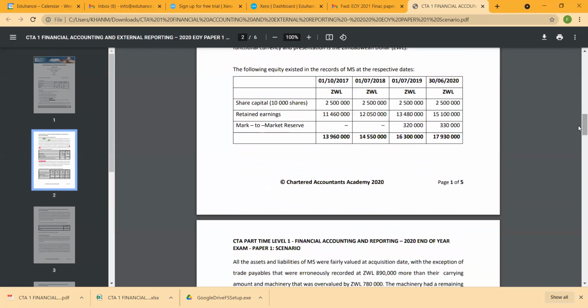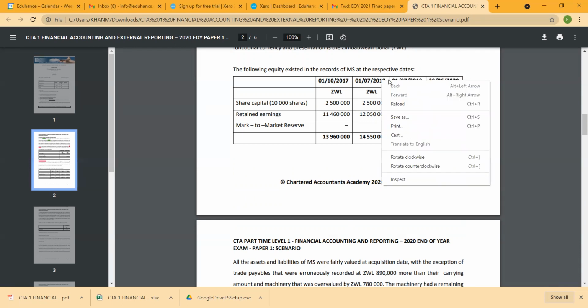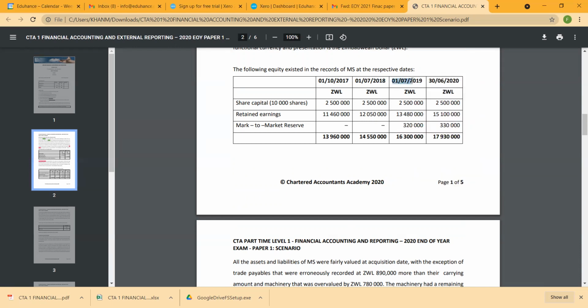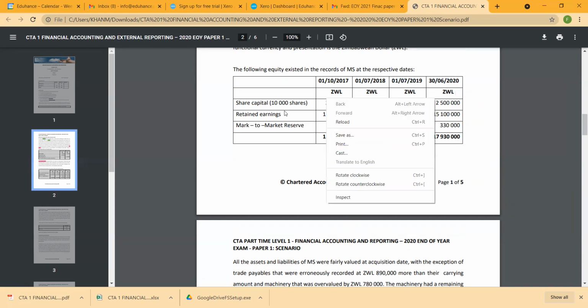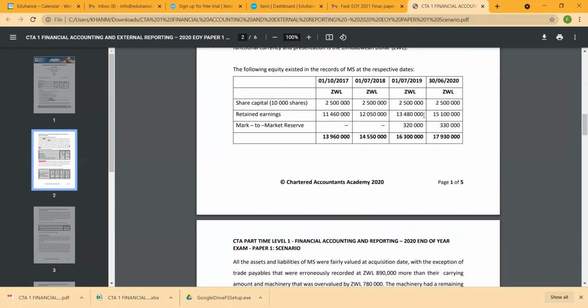So they say the following equity is in the records of MS at the respective dates. Here you can see 1 October 2017, this is the date of acquisition. Then we have 1 July 2018, 1 July 2019, and then 30th June 2020. Okay. So share capital remained the same. Retained earnings changed over the years. And then we have a mark-to-market reserve that changed over the years.